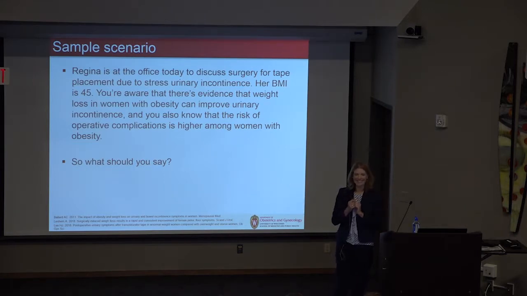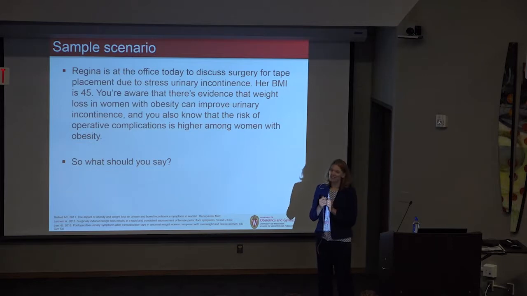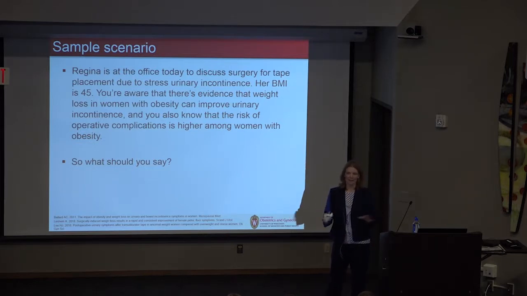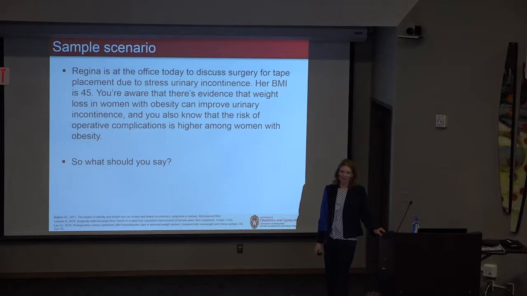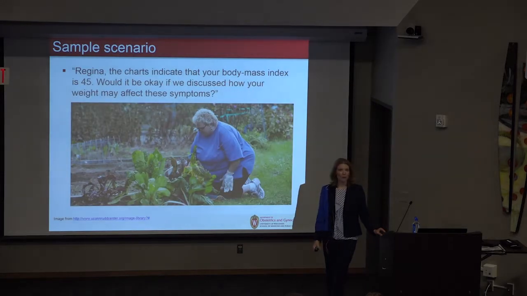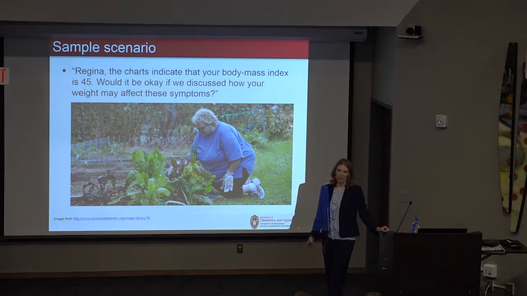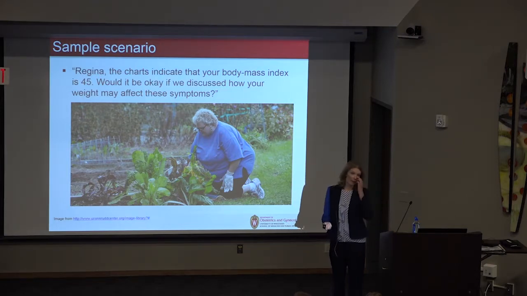Regina is at the office today to discuss surgery for, I had it on there initially transobturator tape placement, but I wasn't sure if that was still done, due to stress urinary incontinence. Her BMI is 45. You're aware that there's evidence that weight loss in women with obesity can improve urinary incontinence, and there's a higher risk of operative complications in women with obesity. So what should you say? Here are some sample sentences. Regina, the chart indicates that your body mass index is 45. Would it be okay if we discussed how your weight may affect these symptoms?